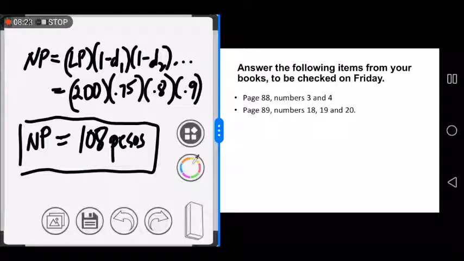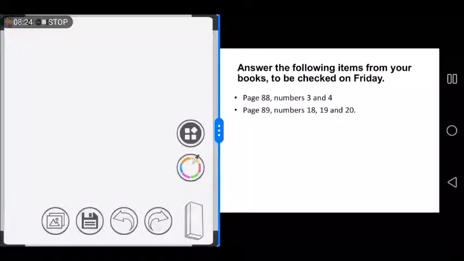Okay, so for your exercises, you have 5 items taken from your books. So kindly answer the items and it will be checked on our next meeting.